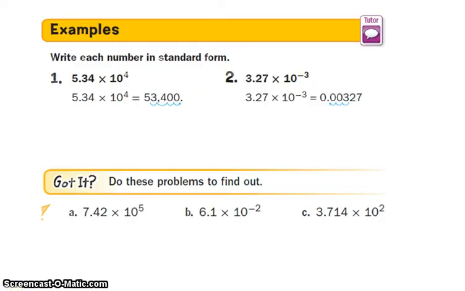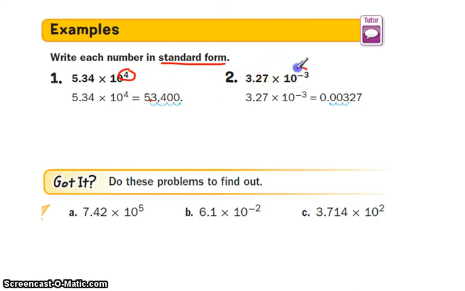Let's look at an example here. Write each number in standard form. Standard form is just the regular form of a number. So we want to take it out of scientific notation and put it in standard form. Our exponent here is a 4. So we're going to move this decimal point to the right 4 places. It was right here. We're going to move it 4 places. 1, 2, 3, 4. And there's our new number, 53,400.